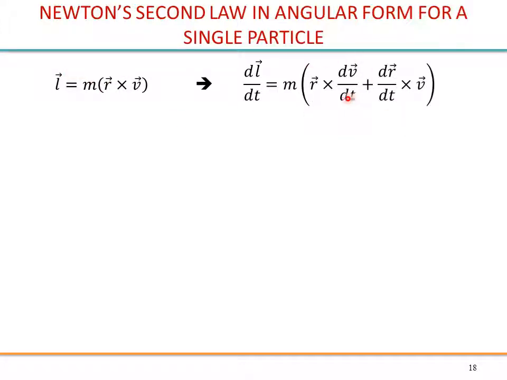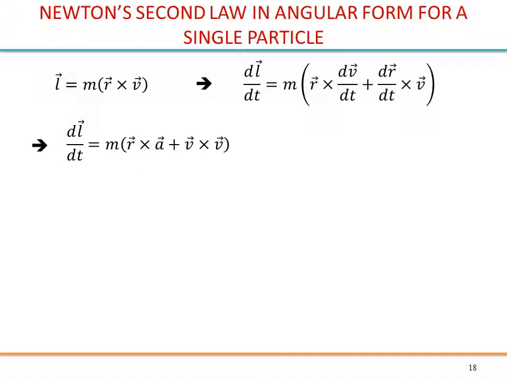We have, r doesn't change, so dv/dt plus dr/dt cross v, with cross products everywhere. Okay, so dr/dt is v and dv/dt is the acceleration a. We get this. So what about v cross v? Well, if you calculate the magnitude of that, you have v squared sine 0, and sine 0 is 0, so this term is 0.